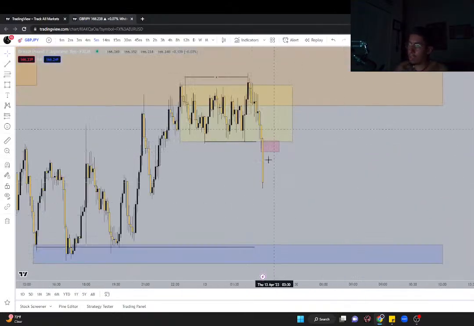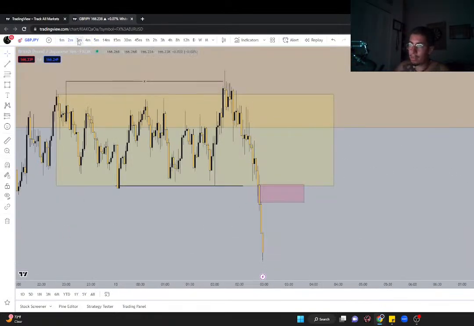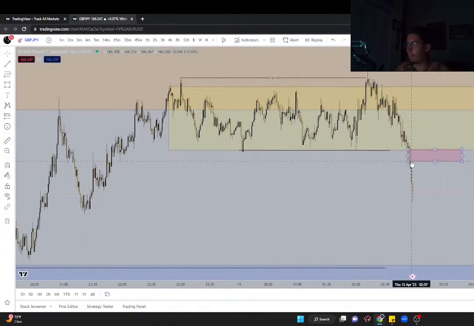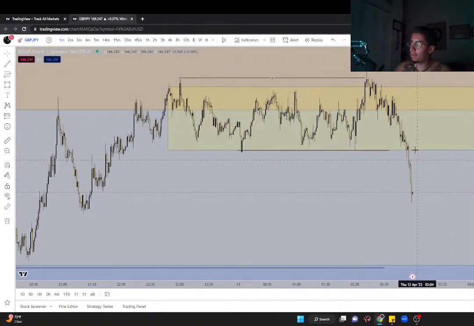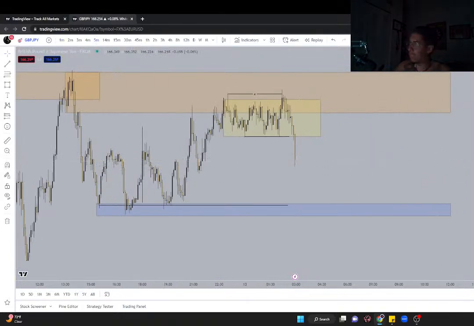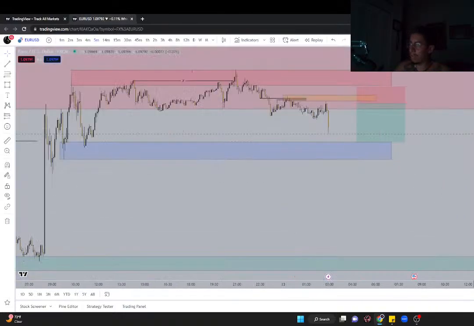So GJ, that's a very nice break, but not enough context for me to be able to go for that short. We don't even have a clean form of lower high points, right? We haven't really made any type of, I would say, rejections back to this level. So yeah, it's nice, but we can't really capitalize on that just yet.